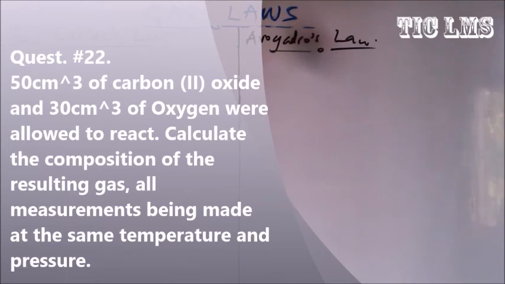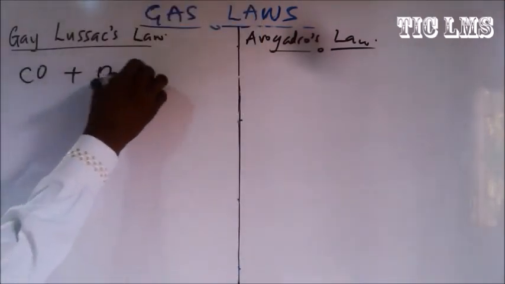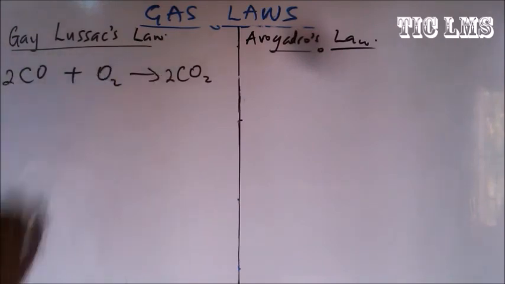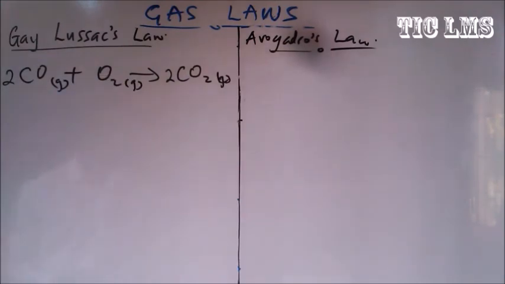Now in this question, we have carbon monoxide plus oxygen gas to form carbon dioxide. Now we balance this equation by placing 2 here and then 2 over here. Now all these are gases. Now we're told that 50 cm cubed of carbon monoxide and 30 cm cubed of oxygen reacted. We have to calculate the composition of the resulting gas.